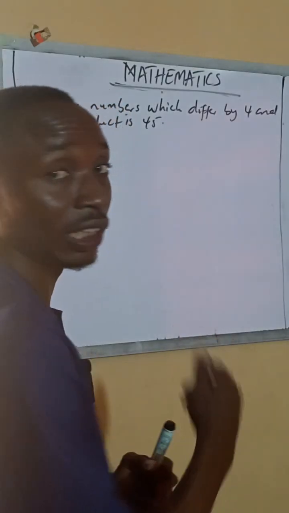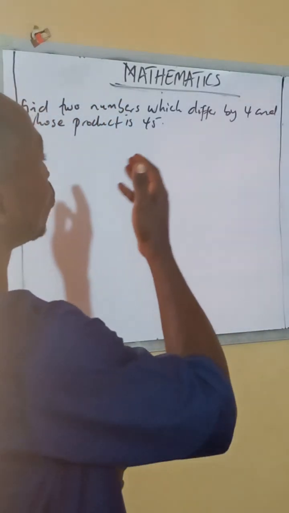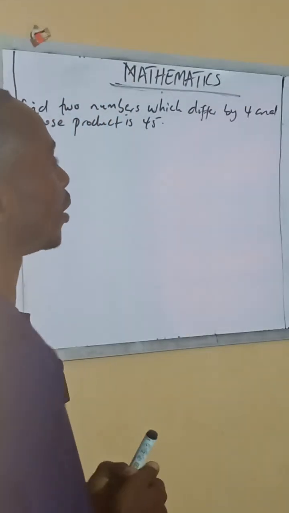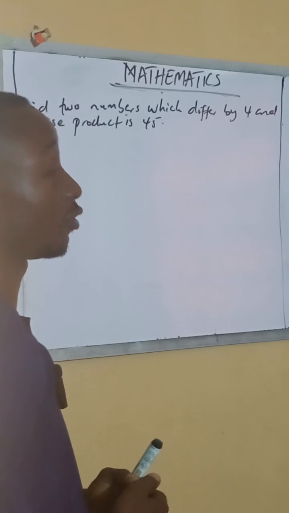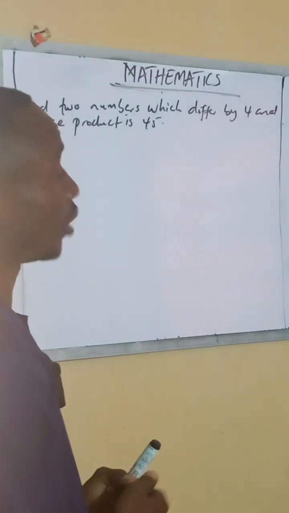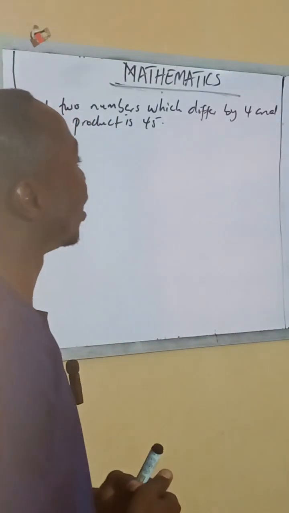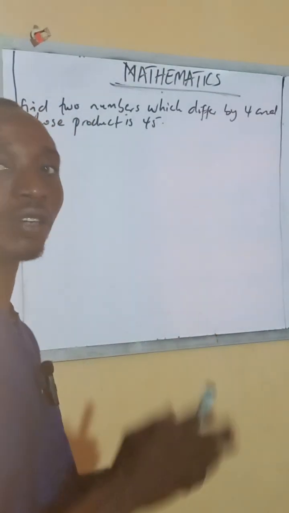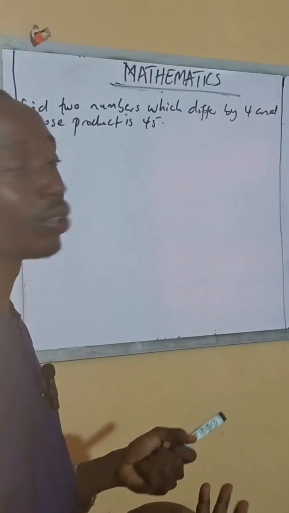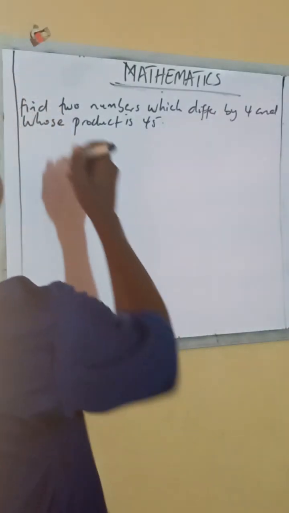Now, let us check what is on the board. They say find two numbers which differ by 4 and whose product is 45. Do you see what is written there? They say find two numbers. Now those two numbers we are asked to find, you and I know that we do not know them. So since you do not know them, solution.